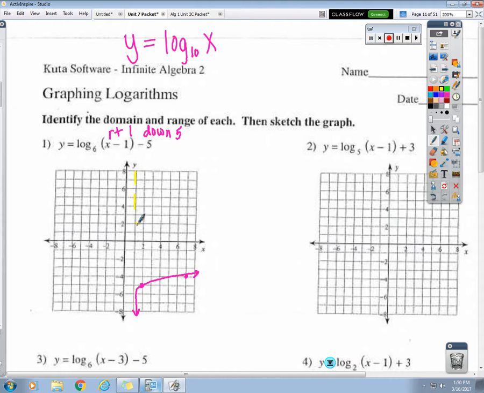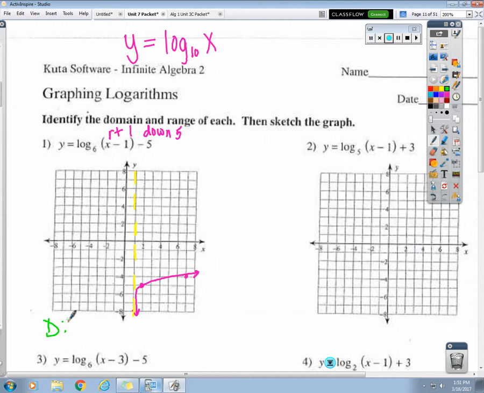Okay, so if this one has an asymptote that goes through the x-axis at 1, where do you think the asymptote normally starts out with a parent function? 0. Just like with the exponentials. With exponentials, you know how it always just went straight across the x-axis before you shifted? Well, now it goes straight down the y-axis. But this right 1 shifted everything right 1, including the asymptote. So now that we have a picture, let's do the domain and range.